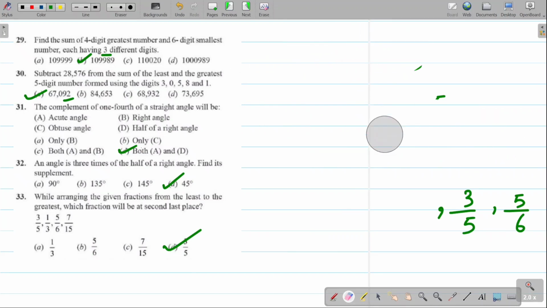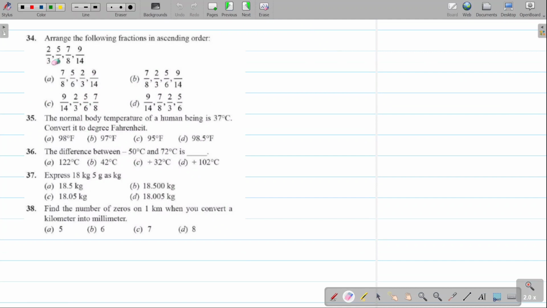Moving to the next slide. The next slide has a similar kind of question again. Here we have to arrange the following fractions in ascending order. So let us write the fractions first. 2 by 3, 5 by 6, 7 by 8 and 9 by 14.